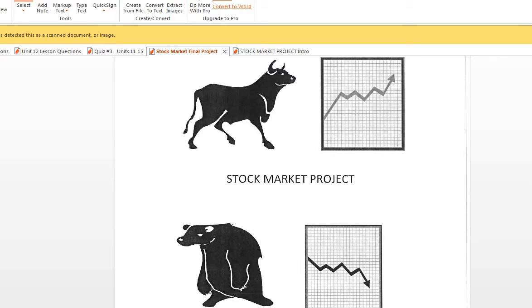This first page here just shows you the introduction page, and oddly enough it shows you a bull and a bear. And so I want to start off by asking you guys if you know why a bull and a bear is used on this first intro page for this project.